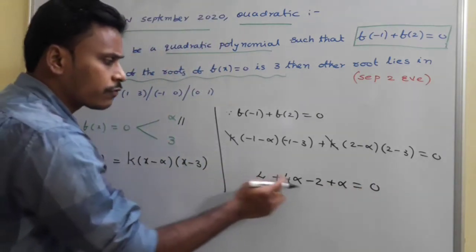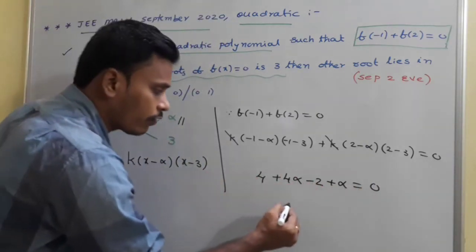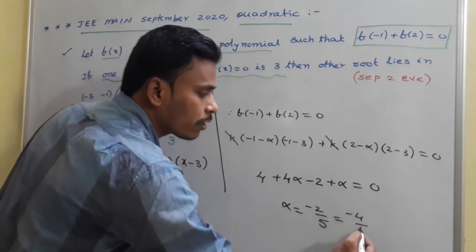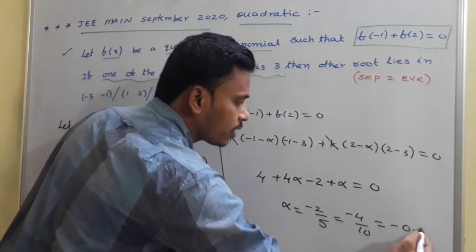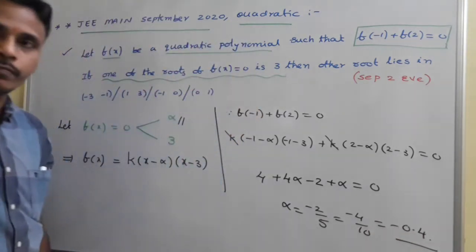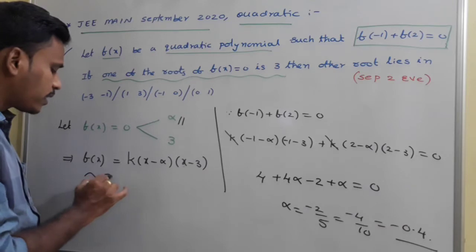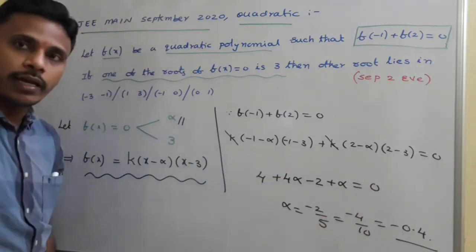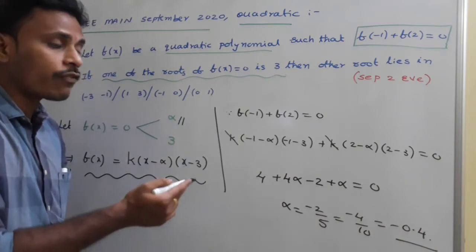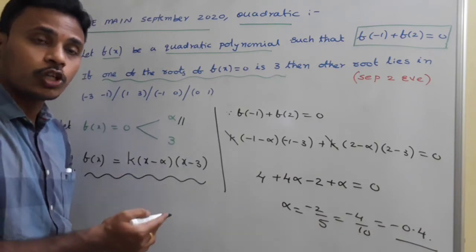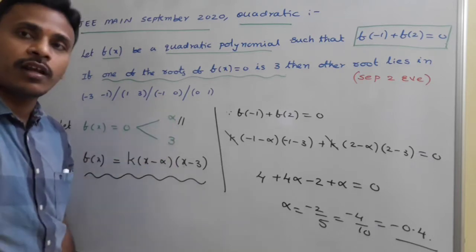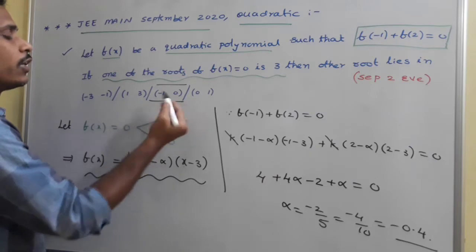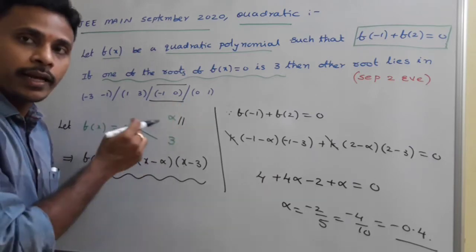Now it is very clear, 4 minus 2 is 2 and it is 5 alpha. So alpha is equal to minus 2 by 5, which is nothing but minus 4 by 10, and that is equal to minus 0.4. So if you consider f of x in such a manner, directly you get alpha as minus 0.4. Since alpha is minus 0.4, that is the other root, you need to choose the interval in which that other root lies. Minus 0.4, for sure, lies in the third option. It lies in the interval minus 1 to 0.